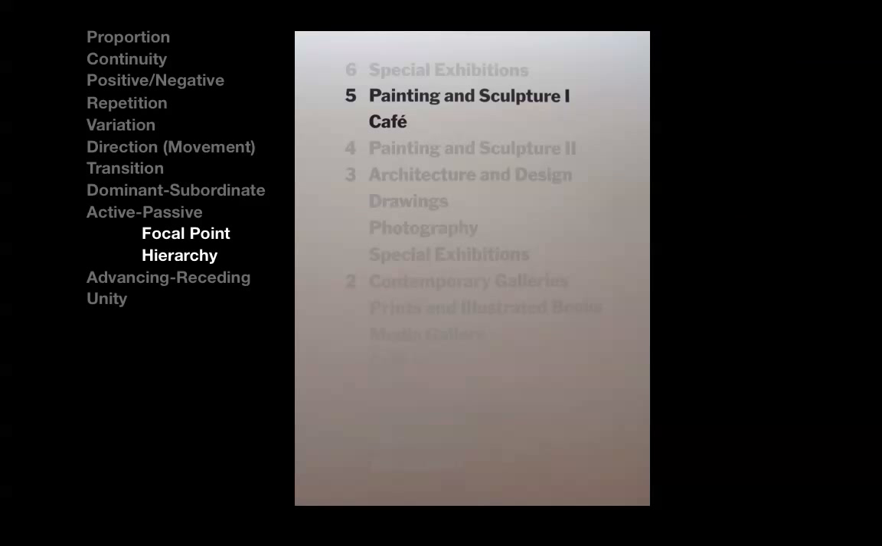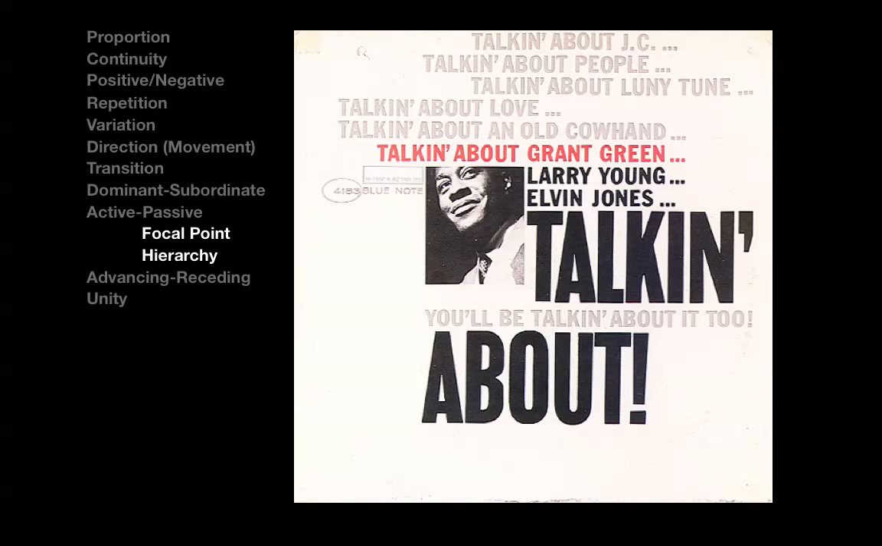The lighter areas of gray text are subordinate to the darker text, creating a visual hierarchy. And lastly, this Reid Miles designed album cover clearly establishes a visual hierarchy in terms of value and size distribution.